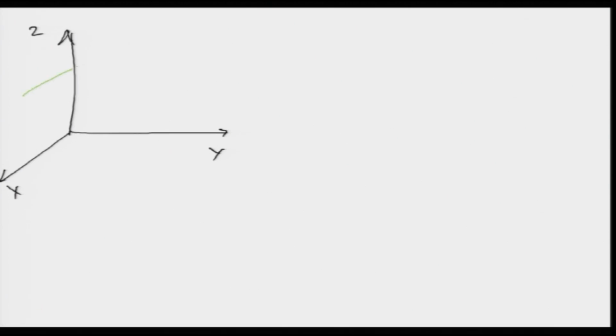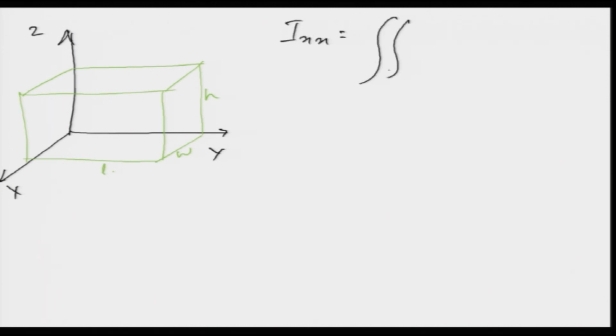So, this is my object which is kept here. I have kept my object here, okay, and the dimensions of the object are given by: this is the height h, this is the width w, and the length is L. So, I want to compute my moments of inertia here, and the first one I am going to compute is Ixx, which is given by the triple integral.